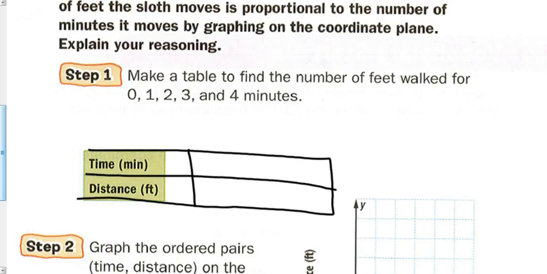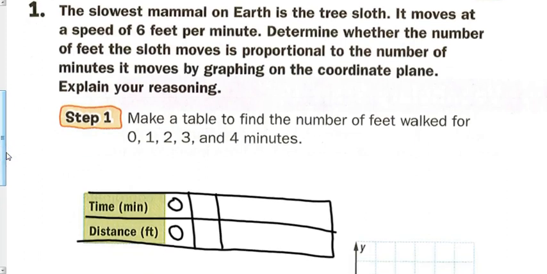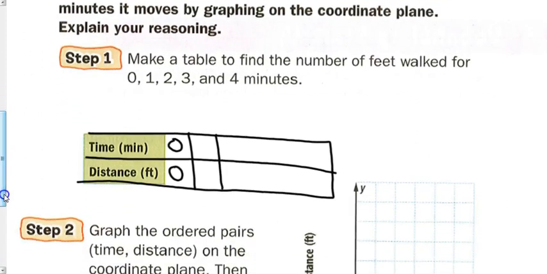And the first amount of time they give us is 0 minutes. Well, if you have 0 minutes, you're going to go 0 feet. So remember, we said for every 1 minute, it would go 6 feet. So at 1 minute, we'd have 6 feet. At 2 minutes, we'd have 12 feet. At 3 minutes, we would have 18 feet. And at 4 minutes, we would have 24 feet. So there's a nice little handy dandy table that we can use.